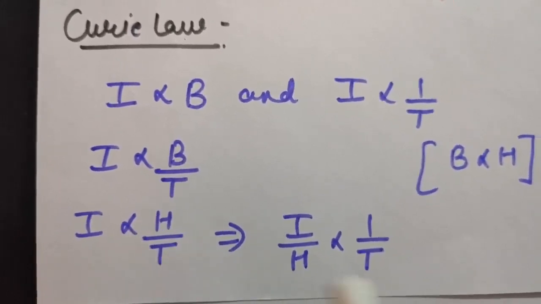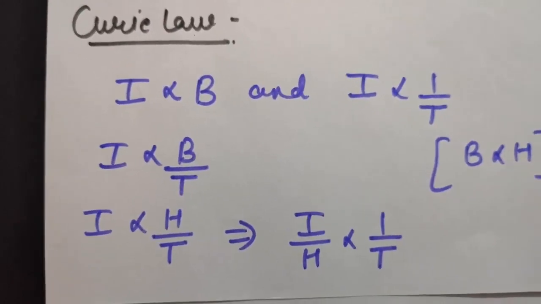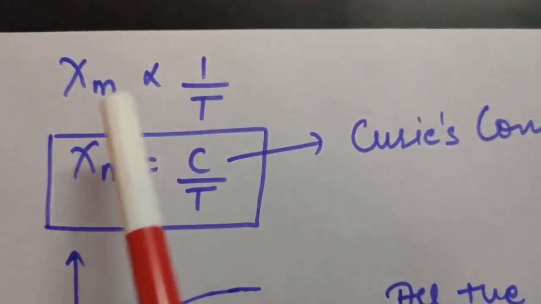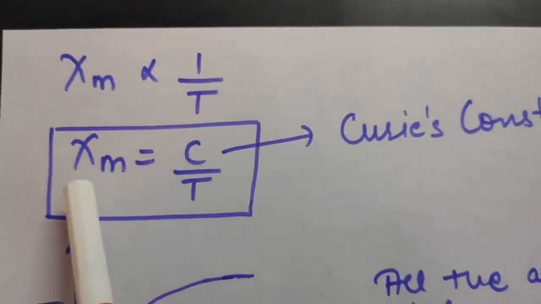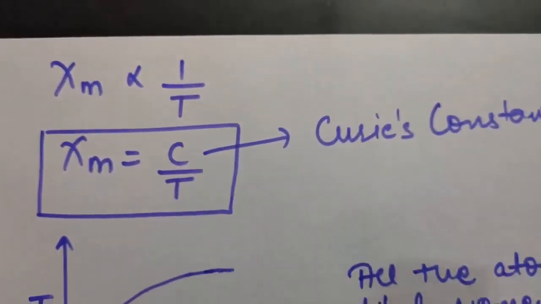Cross multiplying it will give you I upon H is directly proportional to 1 by T. Now you know I by H is nothing but chi. So I by H is chi m, that means chi m is directly proportional to 1 by T, or we can say chi m is equal to C by T, where C is called the Curie's constant.